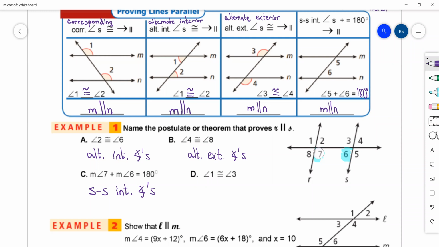And last but not least, you have 1 and 3. 1 is congruent to 3. What kind of angles are those? Corresponding.